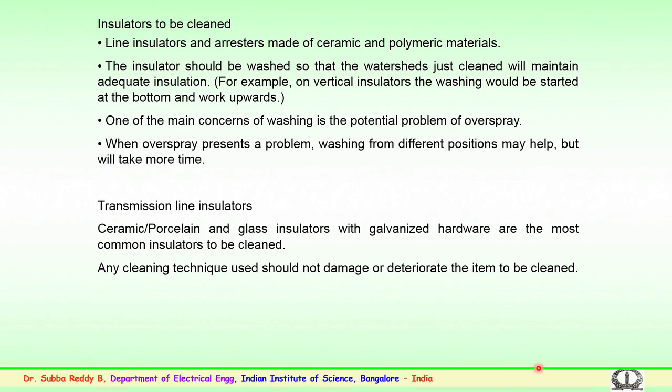Insulators to be cleaned are mainly transmission, distribution, substation, again post insulators, and hollow types of both ceramic and polymer materials. The insulators should be washed so that the water sheds which are cleaned will maintain adequate insulation. This is of importance. Once the pollutants or contaminants are cleared, the insulation level of the equipment will be improved.